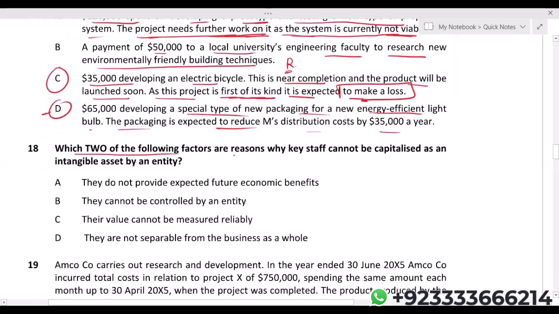Which two of the following factors are reasons why key staff cannot be capitalized as an intangible asset by an entity? Simply, we cannot capitalize the key staff. You can say the skill of key staff we cannot capitalize. They do not provide expected future economic benefit? No, they do provide economic benefits. They cannot be controlled by the entity: this is true. You cannot control them. You might be thinking, sir, what about an employment contract? Even if there is an employment contract, if your employee leaves, you cannot do anything. You can at most ask for damages, nothing else.